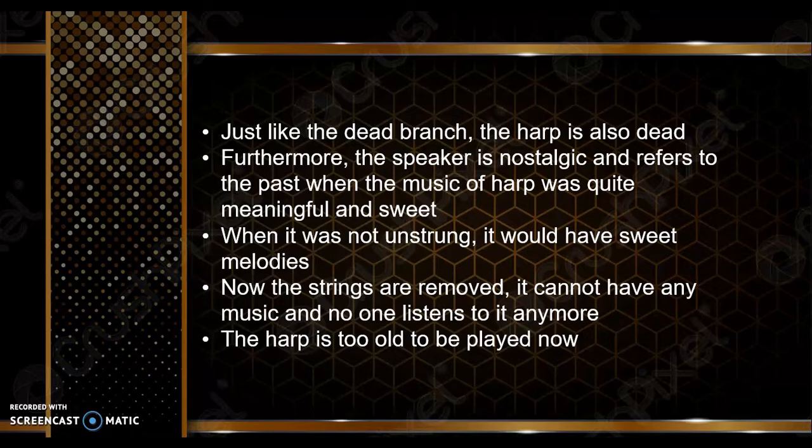Every time he addresses the harp, we must not forget that he is actually addressing Indian poetry. So he is saying that your music was once so sweet and meaningful. It contained a lot of meaning. When it was not unstrung, it would have sweet melodies. Now the strings are removed. There are no more strings on the harp, so it cannot have any music, and no one listens to it anymore.